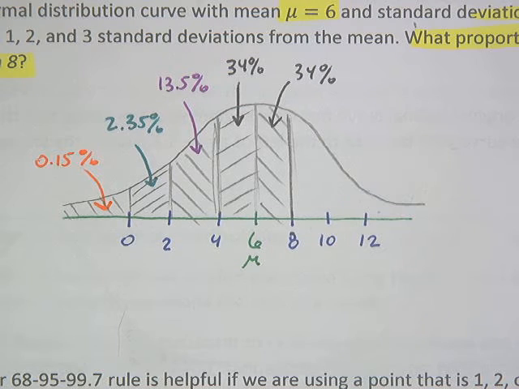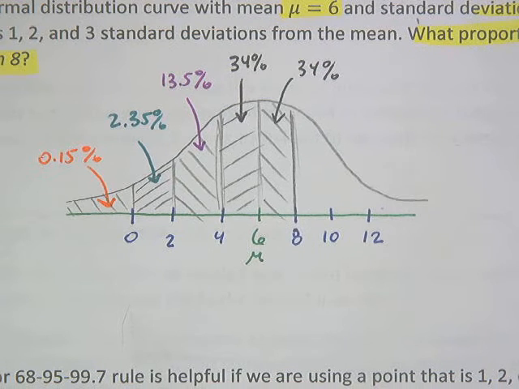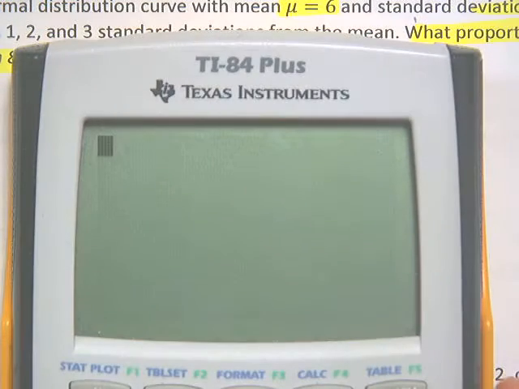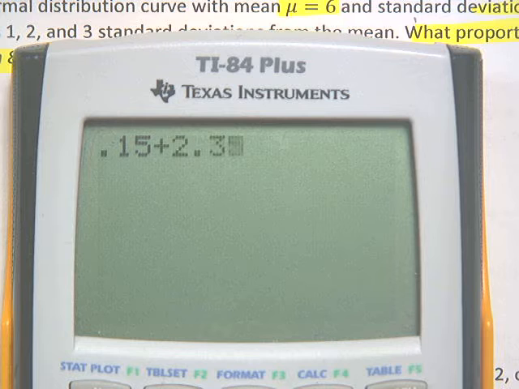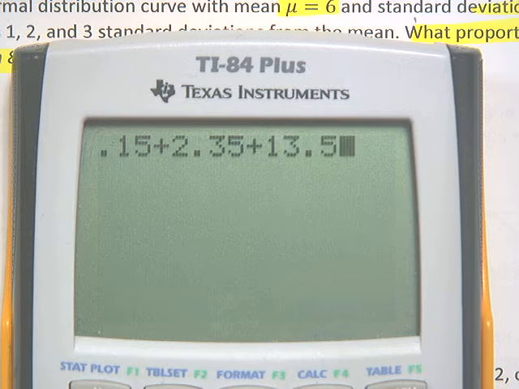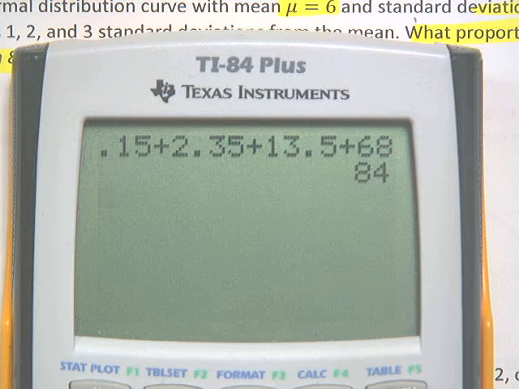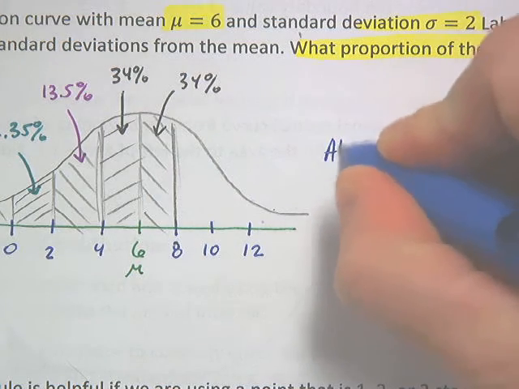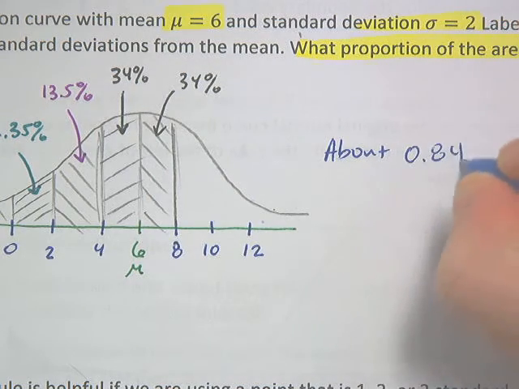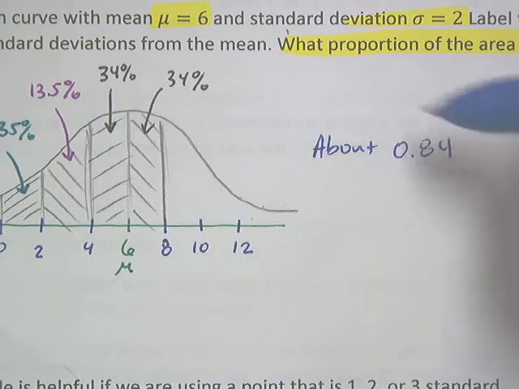So all you need to do then is just add up those percentages, but just be careful, it does say what proportion. So we'll get a percent when we add all these, and we'll just need to move the decimal over a couple of times to change it to a proportion, which is a fancy word for decimal. So 0.15 plus 2.35 plus 13.5. I'm going to go ahead and just say plus 68. So 84% of the area under the curve is less than 8. So about 0.84 is going to be the proportion.